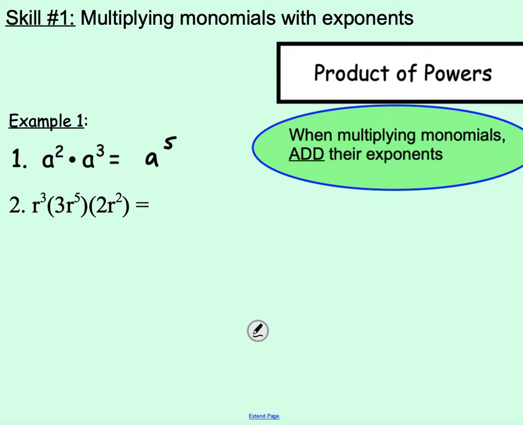When you have numbers and then variables to a power, you want to go ahead and multiply your regular numbers together. So 3 times 2 is 6. And then for r, you're going to add the powers. You've got 3 plus 5 plus 2, which is 10.